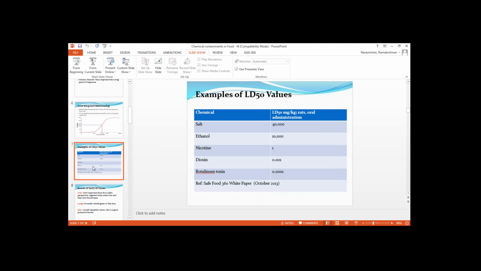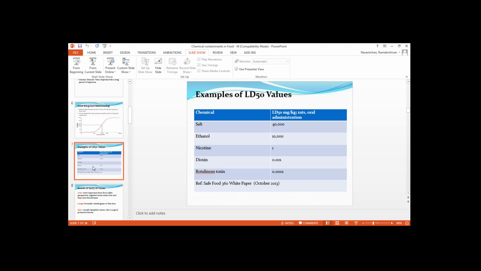In the next slide, I am going to give you some examples of LD50. Let's take common salt. We use that every day, and it's lethal at, say, 40,000 milligram per kilogram of body weight. This is essentially for rats. People have done a lot of experimentation, and they came to the conclusion that sodium chloride or common salt is toxic at this level.